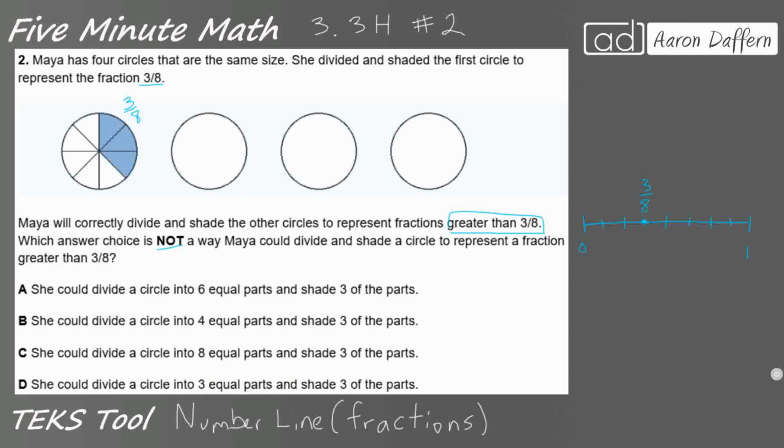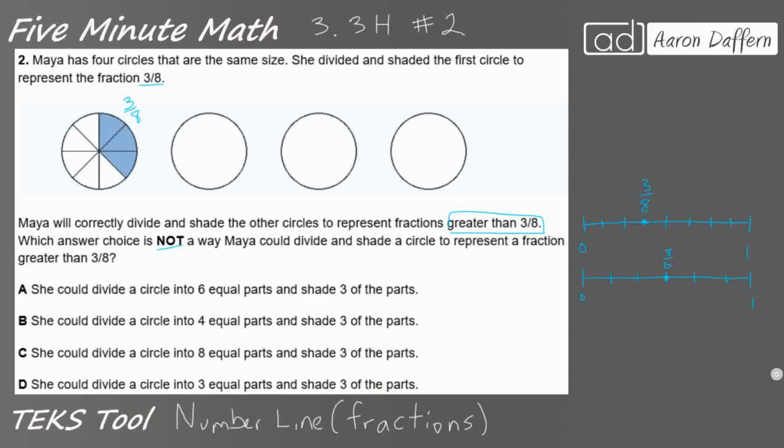So I divide a circle into 6 equal parts. We can start with a number line and shade 3 of them. All right, so let's do this one. If I divide it into 6 equal parts, what I'm going to do is cut it in half. I'm going to cut each of these halves into thirds, because 2 times 3 makes 6. And then I'm going to shade in 3 of them. So there we go, 3/6.